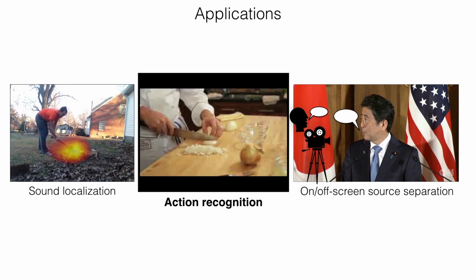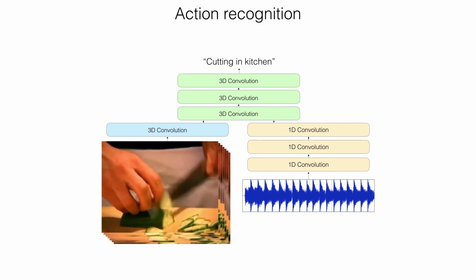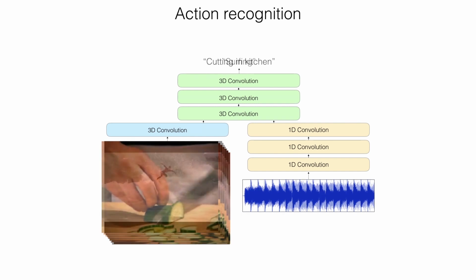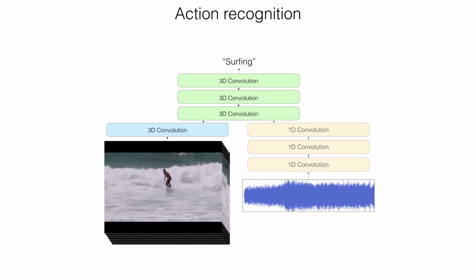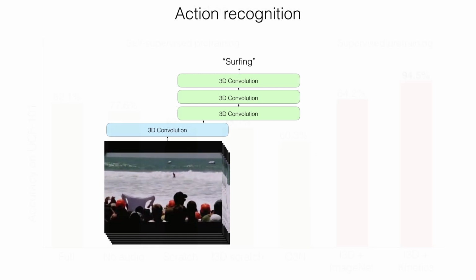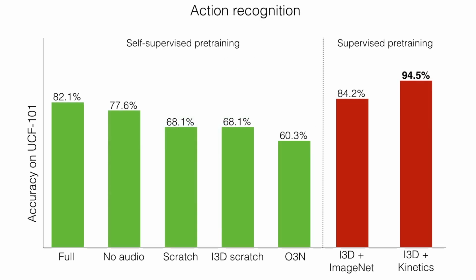We can also apply our representation to action recognition. We do this by initializing the weights of an audio-visual action recognition network with the features that we learned through self-supervision. Or we can remove the audio features and just use the image features. We evaluated our representation on the UCF 101 dataset, where it outperformed other self-supervised methods. Please see our paper for more details.